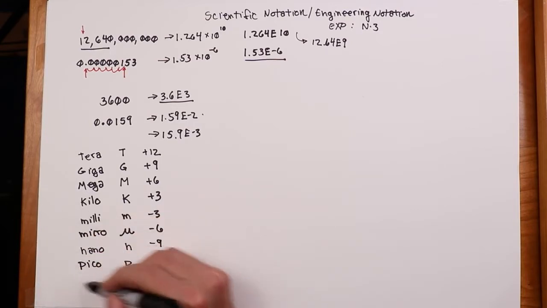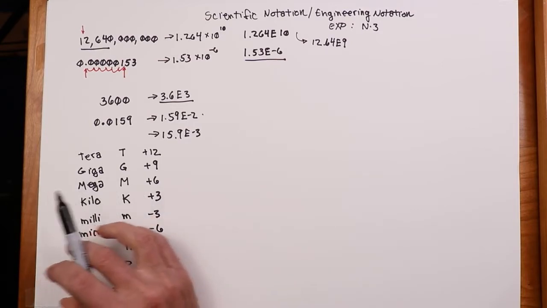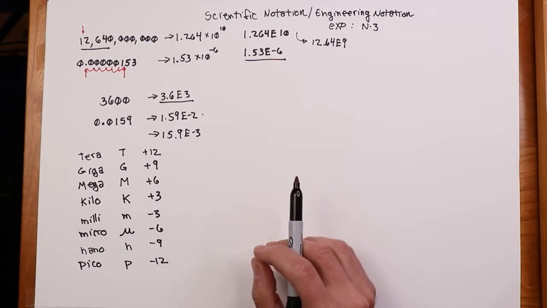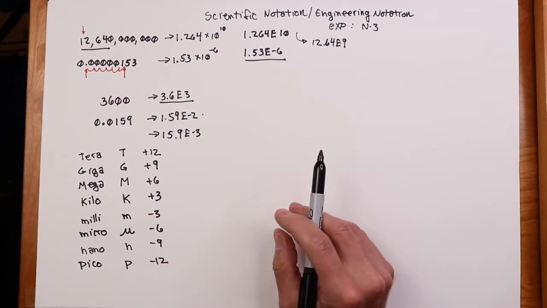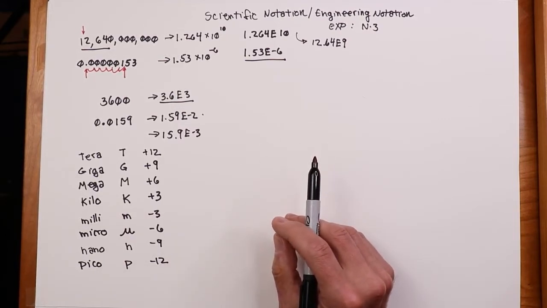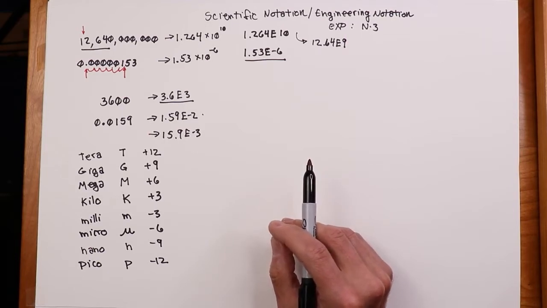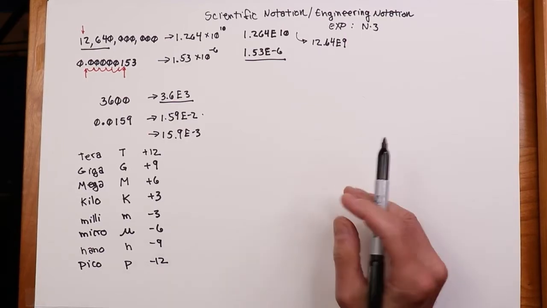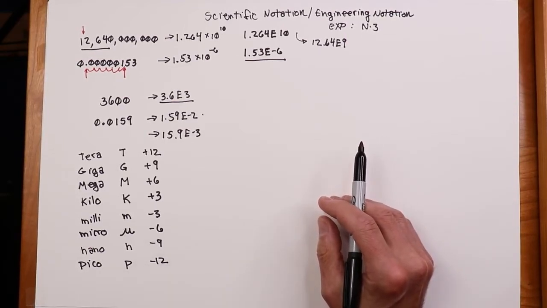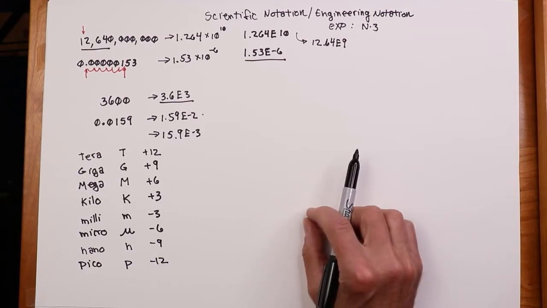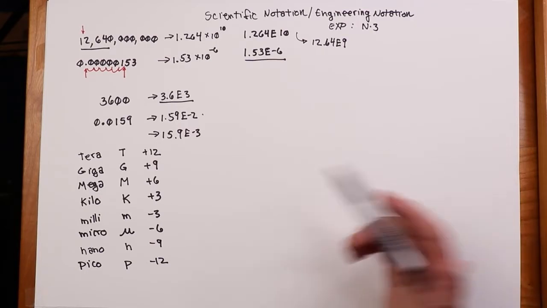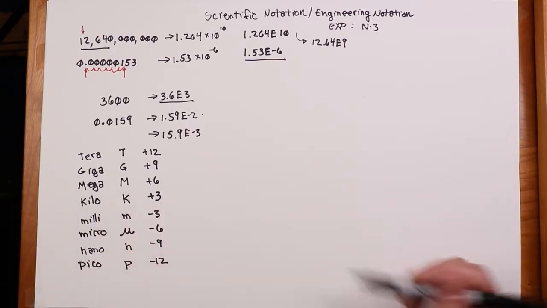You could just think of this as like a little single word, milli, micro, nano, pico. Just keep saying it over and over and over again. Kind of like when you were doing the ABCs, you know, A, B, C, D, E, F, G, H, I, J, K. And then you got to that cluster, L, M, N, O, P. Okay, so same kind of thing, milli, micro, nano, pico.